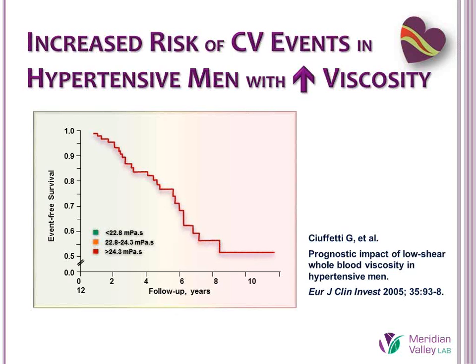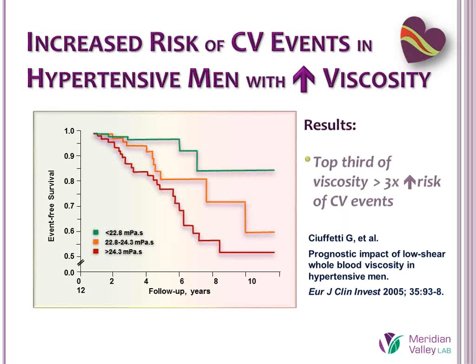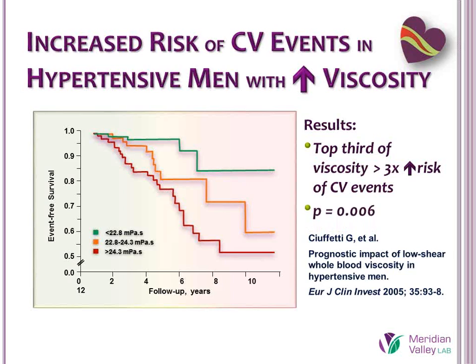So these are the men with the blood viscosity in the highest third. The men in the middle third of blood viscosity had somewhat better event-free survival. But the men in the lowest third with the lowest viscosity, remember they all had hypertension, had the fewest number of events and the best event-free survival, and the p-value for this was 0.006.